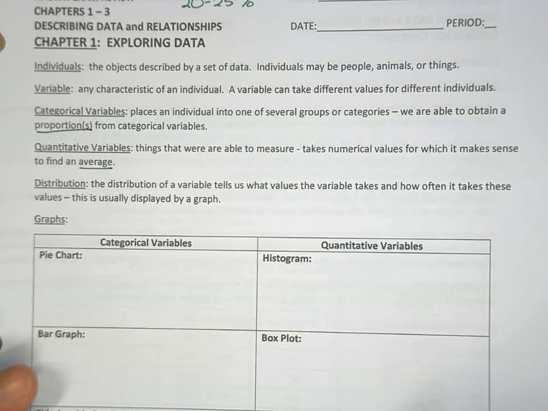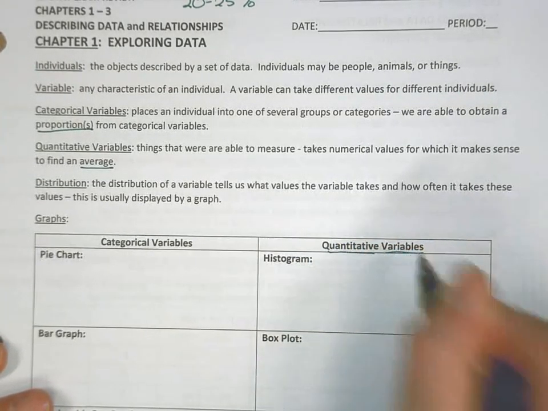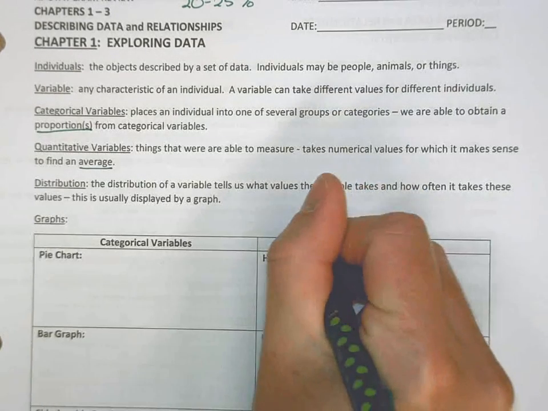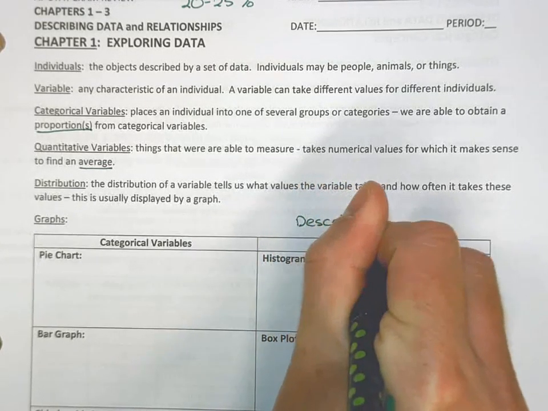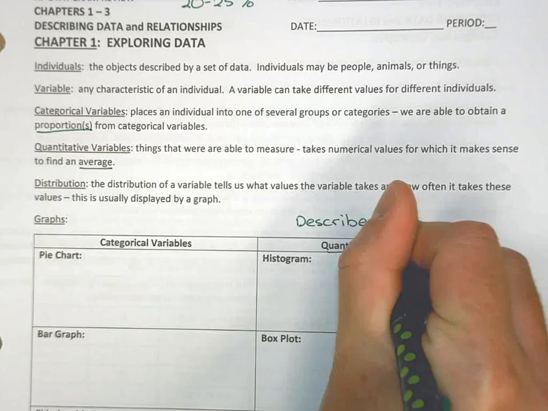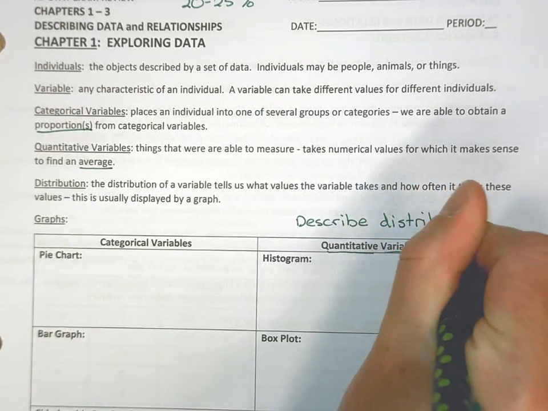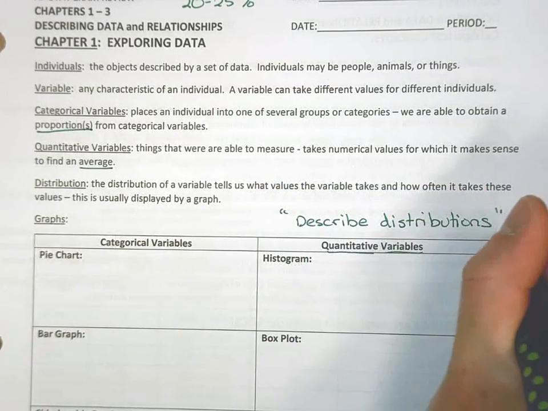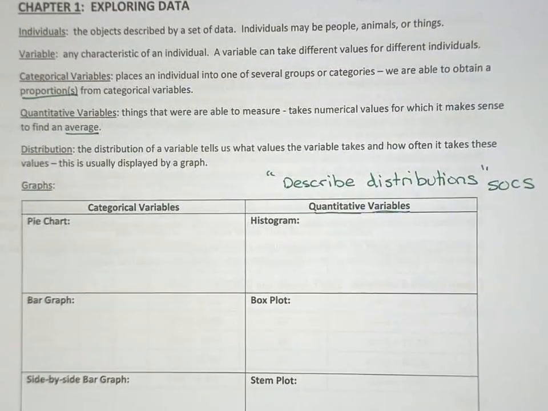We've been learning with inference, actually back in the first chapter, that you can do a lot more with quantitative variables. Quantitative variables, usually you get to describe your distribution, and you'll be asked to do so a lot more frequently than you would with categorical variables. And of course, that was usually with SOCs. And we'll mention some other things based on the type of graph that you use.